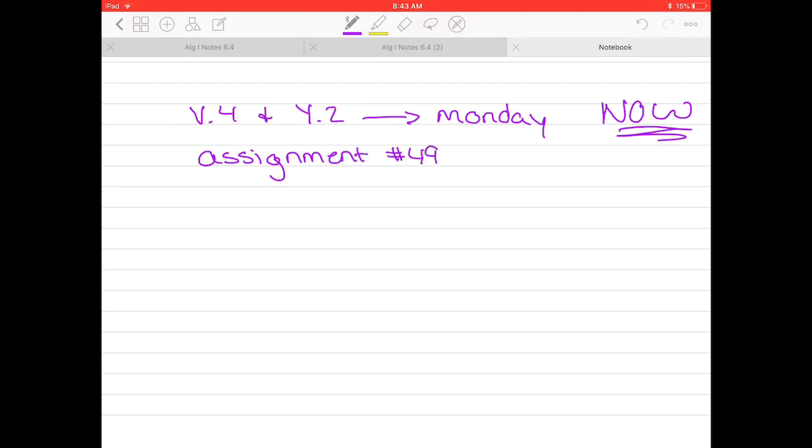Assignment number 49. This was all of the power property stuff. I can't collect it today, obviously, because we're not in school, and I'm not going to have the sub collect it on Thursday or Friday. So technically, you have until next Monday to do this if you did not. I'm collecting it next Monday, so I don't want to hear crap, okay? For today, all I want you to do is watch this video.